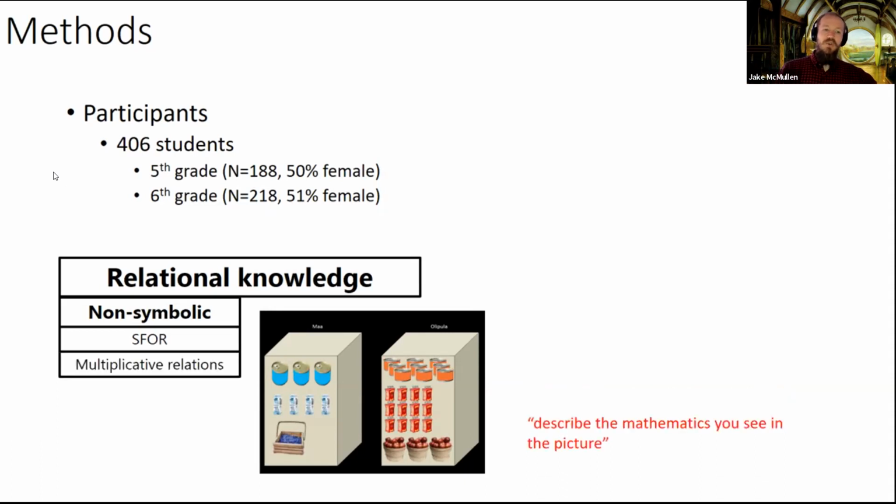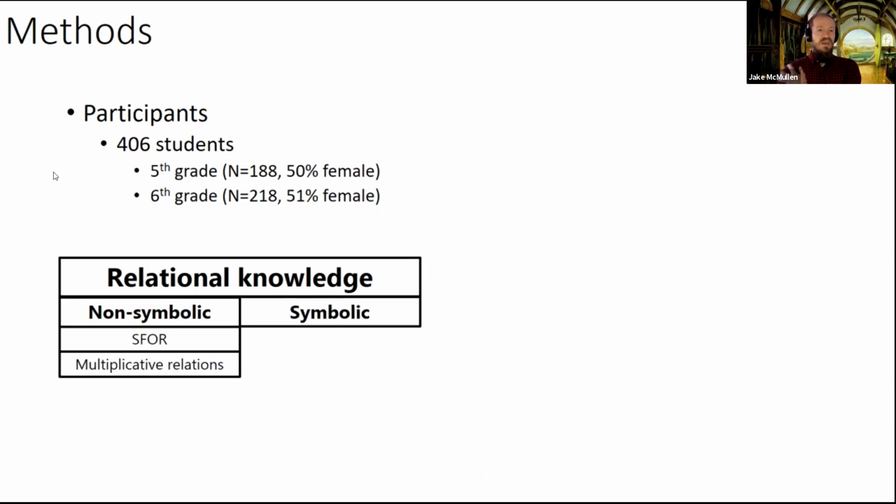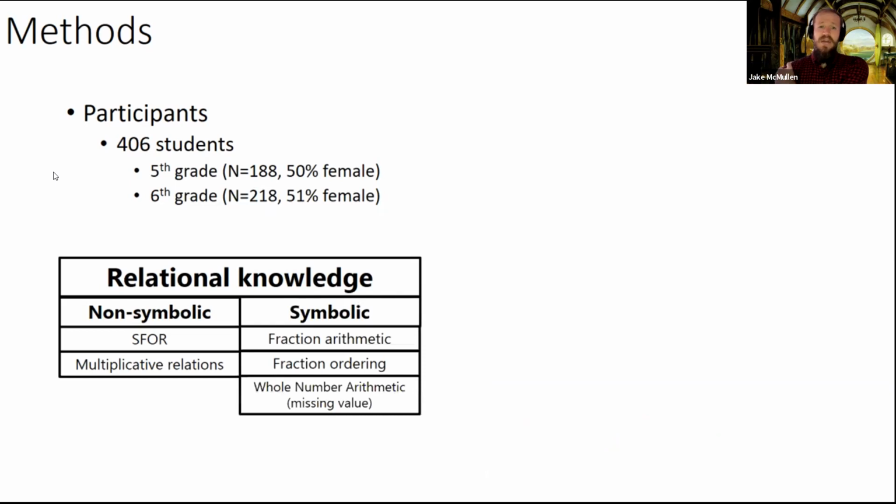We also give what we call a guided task, where we guide them to the mathematical nature of the task and see if they can describe the multiplicative relations after we do that. So we ask them to describe the mathematics that they see in the picture. This is still a non-symbolic task, but it is explicitly mathematical. The symbolic tasks included fraction arithmetic, fraction ordering, 3 or 4 fractions with common or uncommon denominators, and a whole number arithmetic task that was missing value.